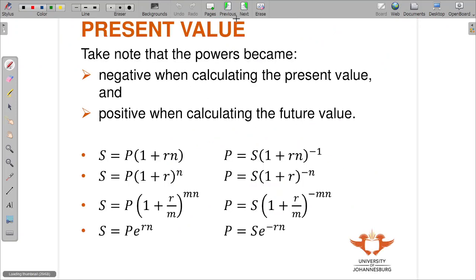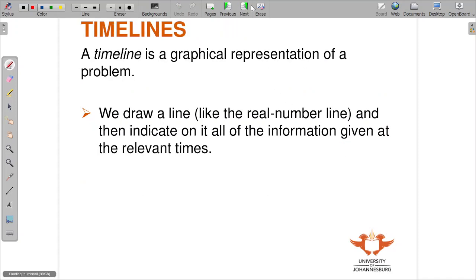Okay, so with that, you will notice these things that have been mentioned already. Negative when calculating present value, and positive when calculating future value.